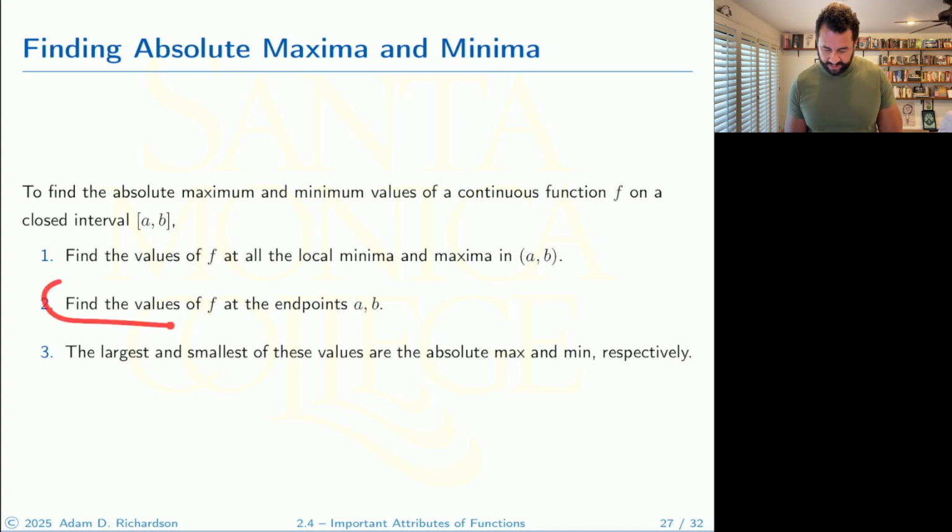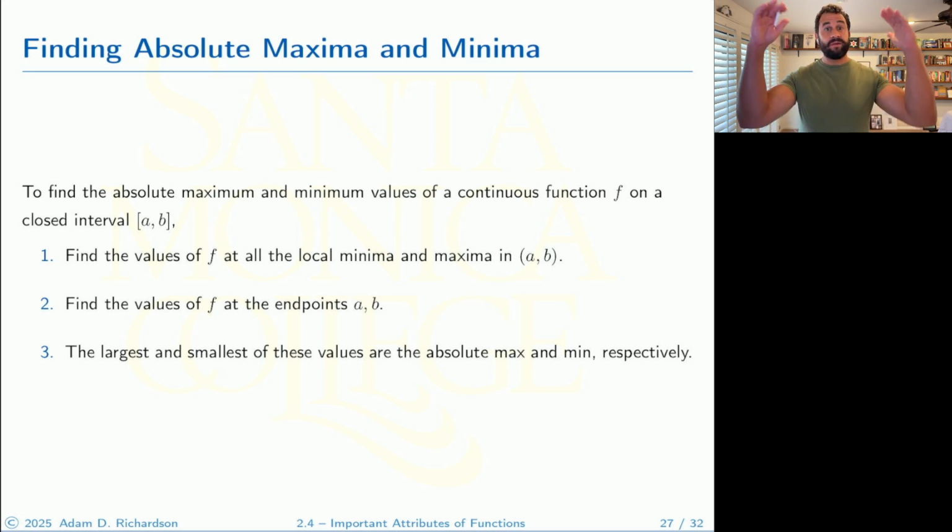Then you're going to find the values of f at the endpoints, a and b. Literally just plug those numbers into the function and see what you get. Then the largest and the smallest of these values are the absolute max and the absolute min, respectively. So that's how you find the absolute max and mins. Okay? Check all inside, test the endpoints, and then pick the biggest and pick the smallest. That's all you got to do.